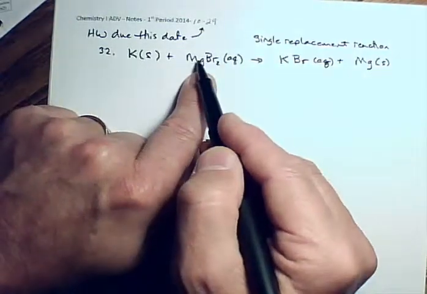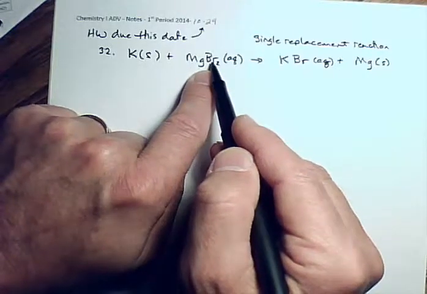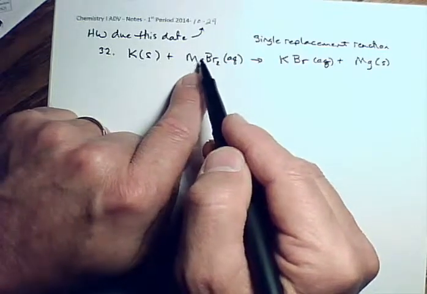Okay, this over here, magnesium, has a 2+ charge. So I needed 2 bromines to balance this magnesium. That's why it's MgBr sub 2.